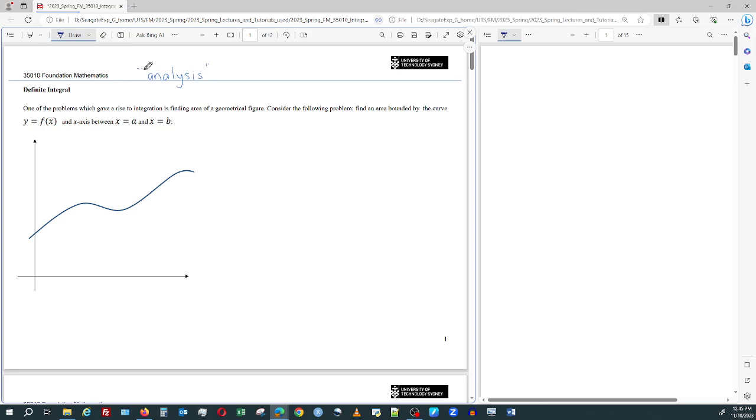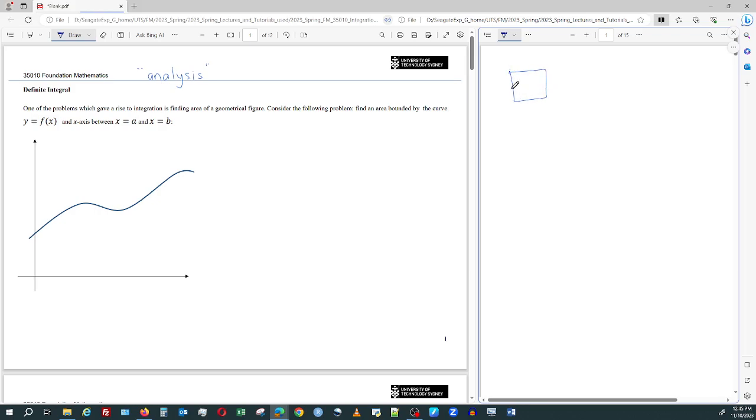So it's an analysis idea. In our geometry, we tend to be able to do regular shapes fairly well. So a square might be denoted by having equal sides at 90 degrees all around. And the area of the square would be the length of the side. So if this was a side S, the area would be equal to S squared. And so that would be a reasonable thing to do.